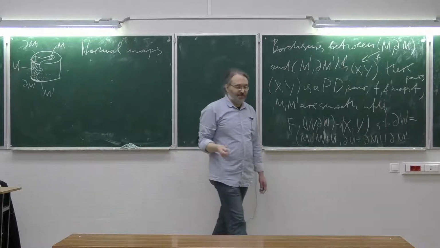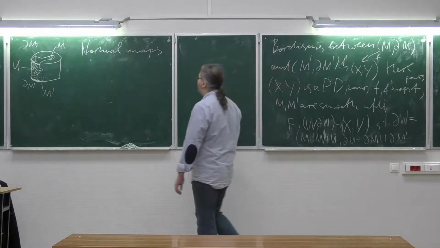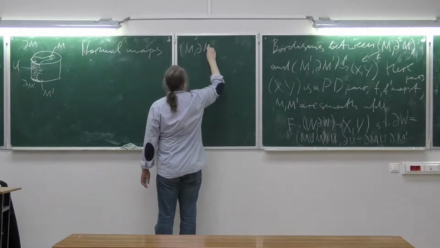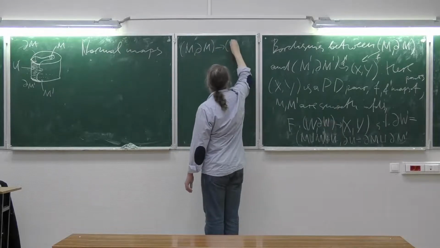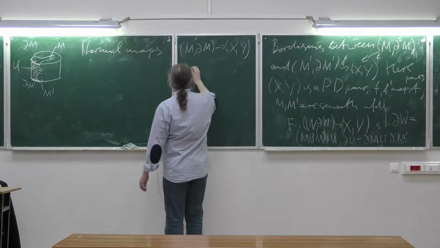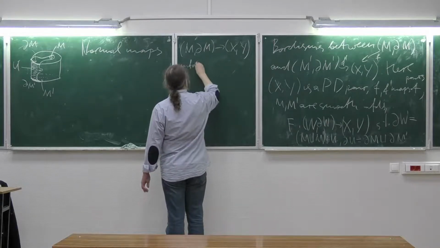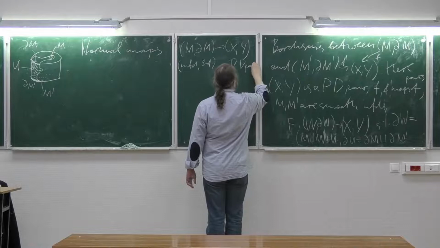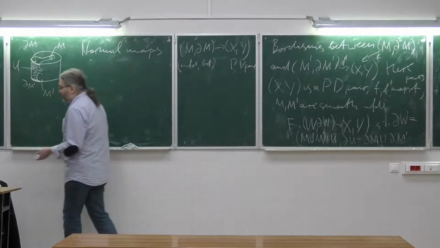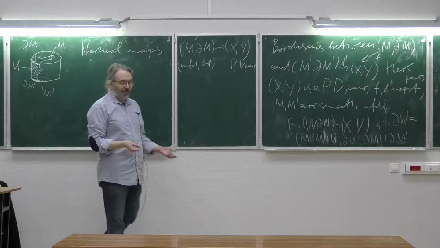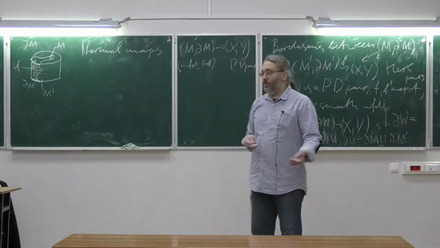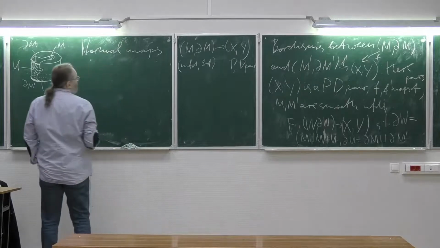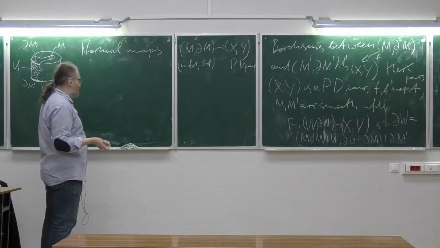Now we need to define normal maps. What are these? Well, suppose we have a Poincare duality pair and a smooth manifold with boundary. What is a normal map from the manifold to the Poincare duality pair?